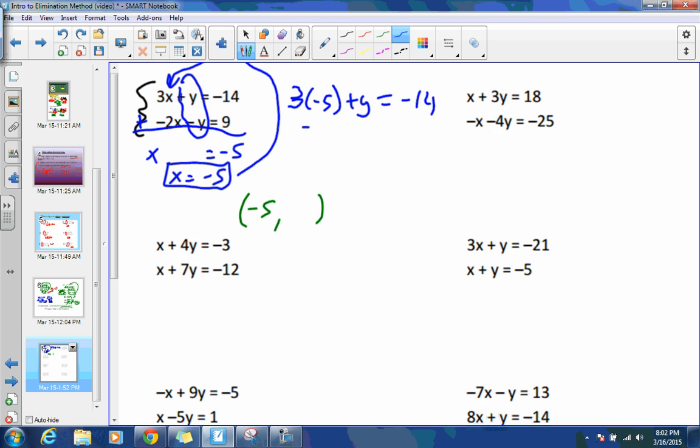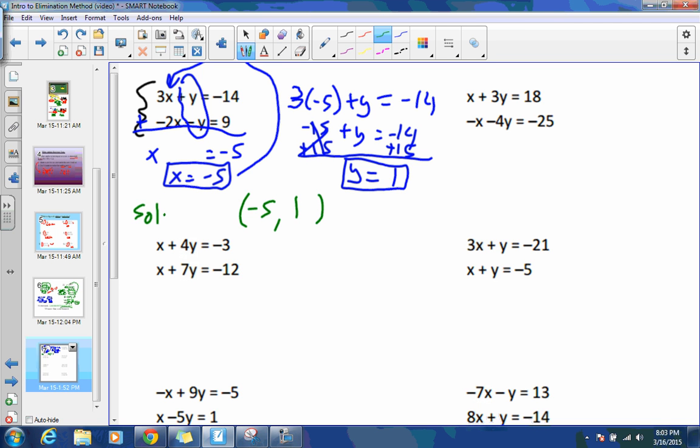All right, and that would be negative 15 plus y equals negative 14, since 3 times negative 5 is negative 15. And then we'll add 15 to both sides to cancel out that negative 15. Add 15 here, and you get y equals, that'll be 1. Negative 14 plus 15 is 1. So that makes our y value equal to 1. So our solution is negative 5 and 1.